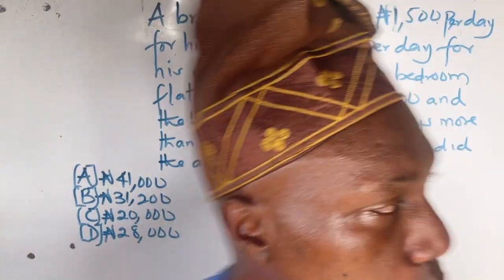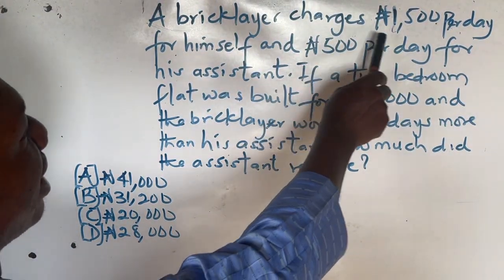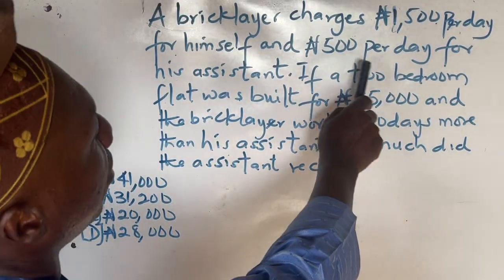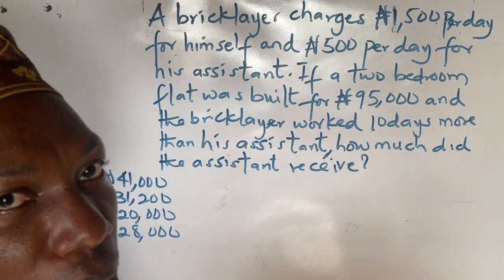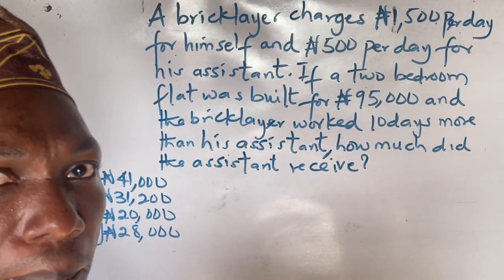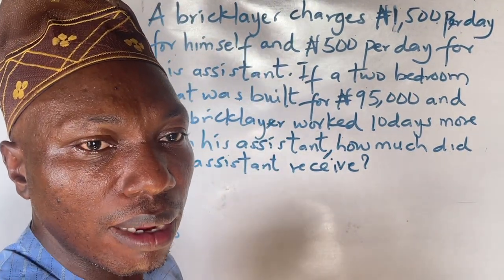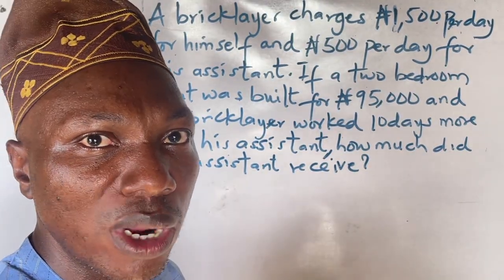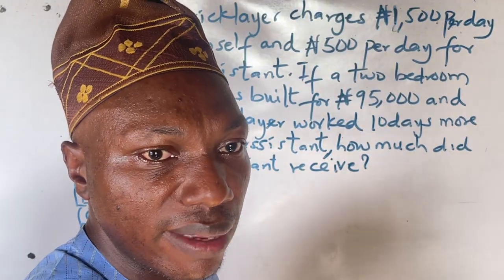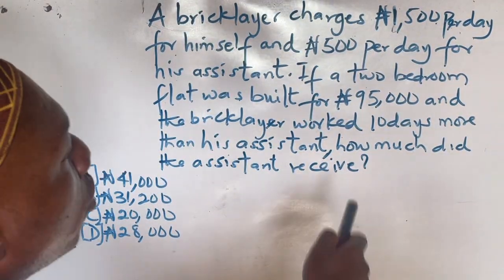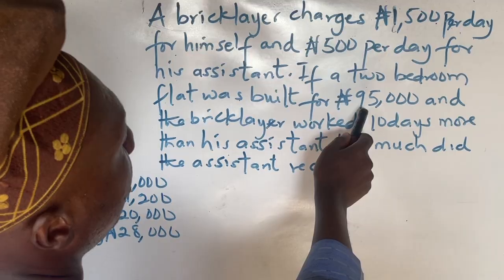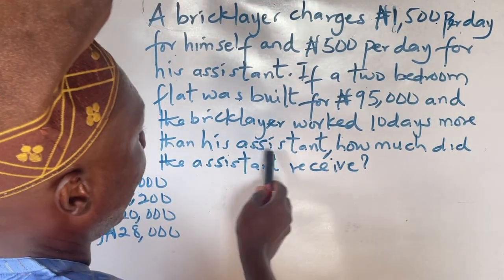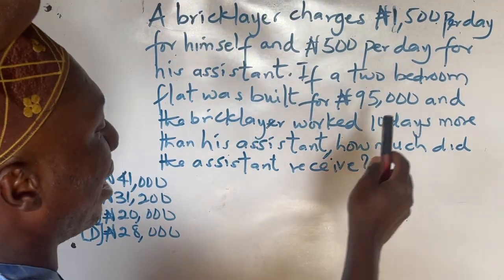Let's get started. We have a bricklayer who charges 1,500 naira per day for himself and 500 naira per day for his assistant. Before you solve problems like this, anytime you see per day, it means that day is dividing the amount. So always look for ways to cancel the days, the denominator. We have, if a 2-bedroom flat was built for 95,000 naira and the bricklayer worked 10 days more than his assistant, how much did the assistant receive?